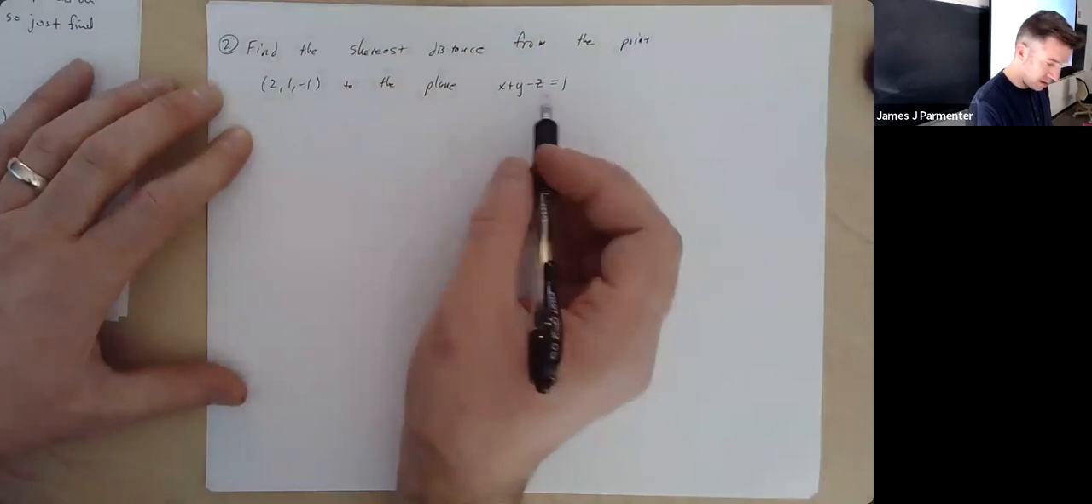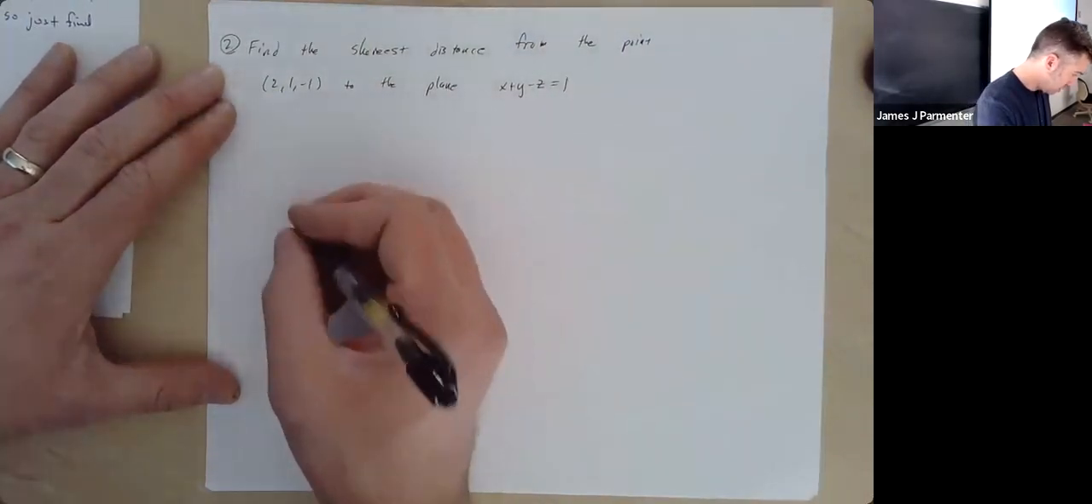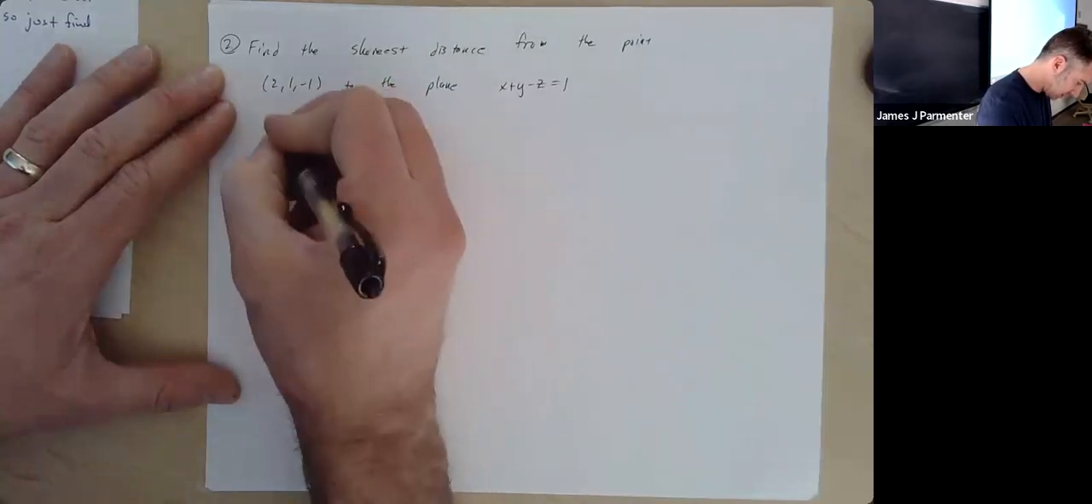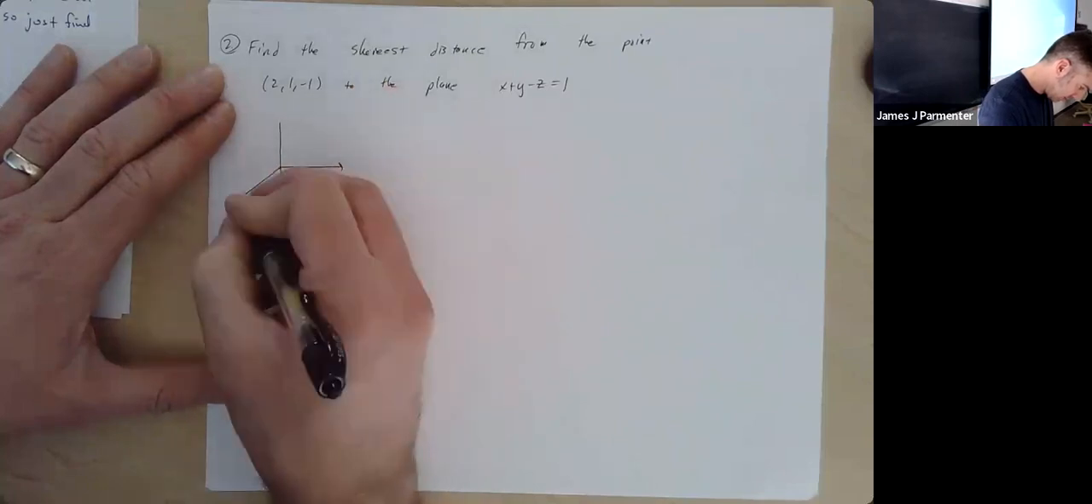So this plane, the way I usually draw a plane, if it doesn't go through the origin, is just by graphing all the intercepts. So this plane, I'm going to try to graph it. Here's my z-axis, x-axis, y-axis.